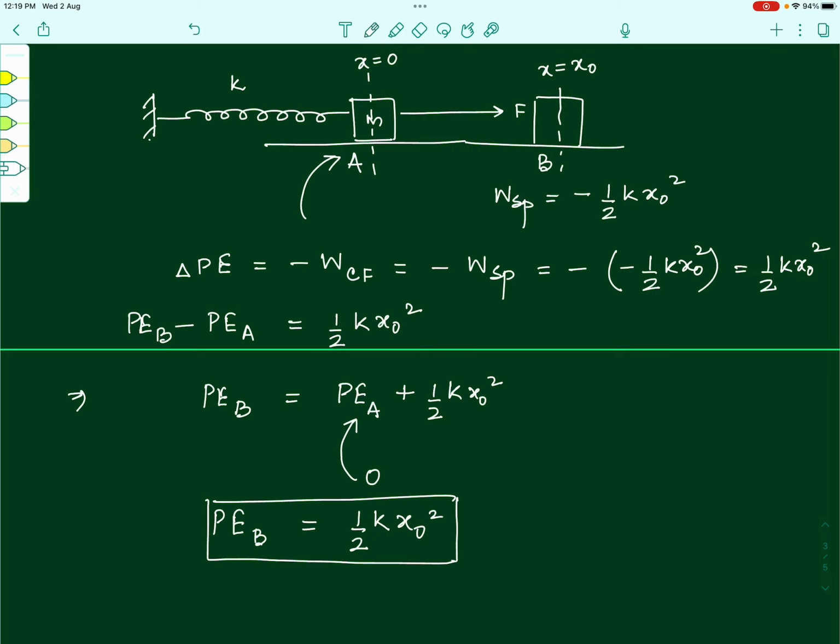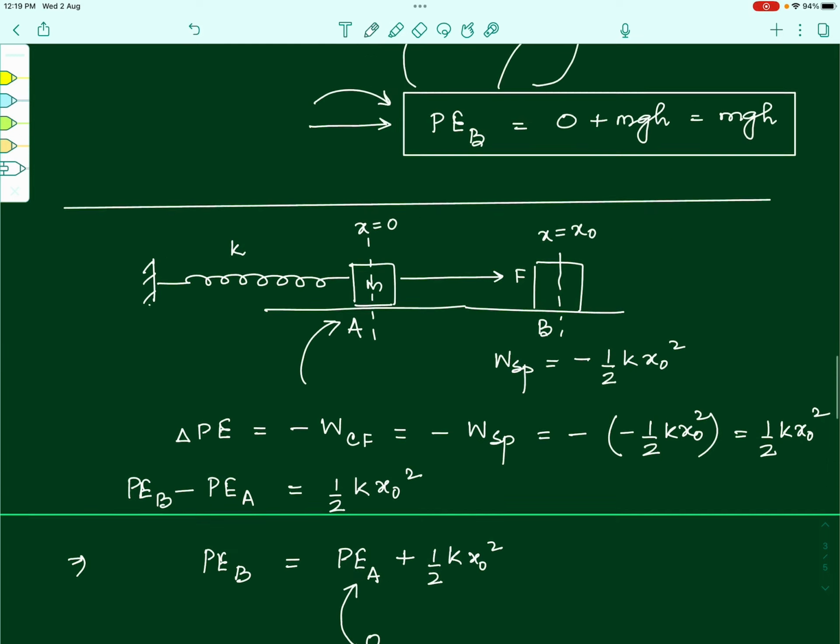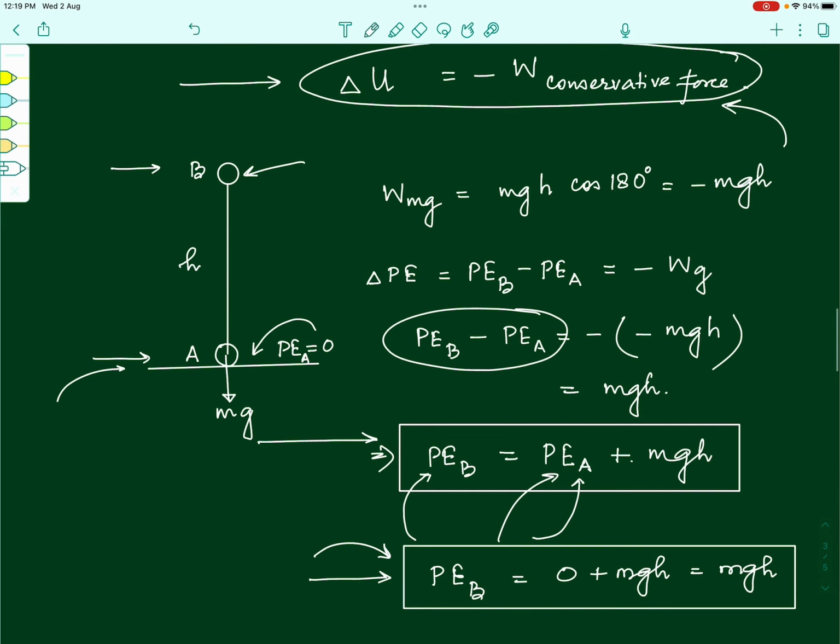One more thing we can observe from here is that when this ball was taken from the position A to the position B, there would have been some force acting on the ball, no? For sure there would be a force that will take the ball from position A to position B. Now, other than mg, if there is another force acting on the ball, that will also do some work on the ball in the process of taking it from A to B.